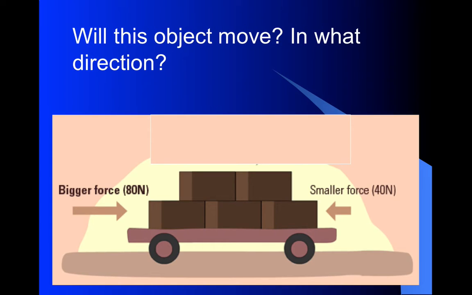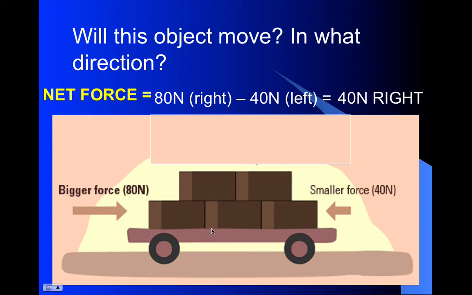Now take a look at this wagon. And we want to know, does this wagon move, and in what direction? So here we have a force that is pushing the wagon from the left, so we're going to the right at 80 newtons. And over here on the right-hand side, pushing to the left, is a smaller force of 40 newtons. So in order to find the net force, we have to subtract, right? Because it's going in opposite directions. 80 newtons minus 40 newtons is 40 newtons.